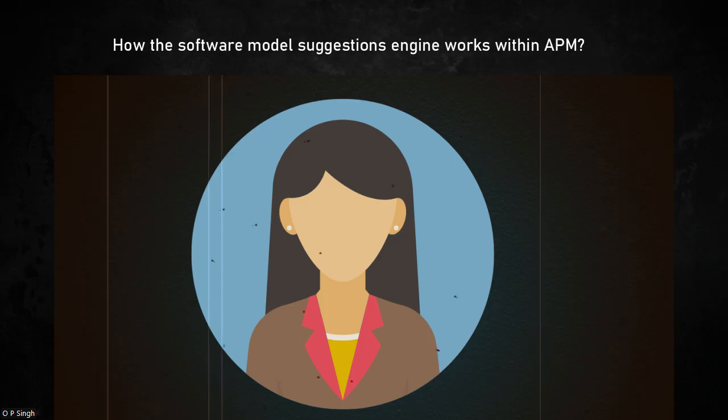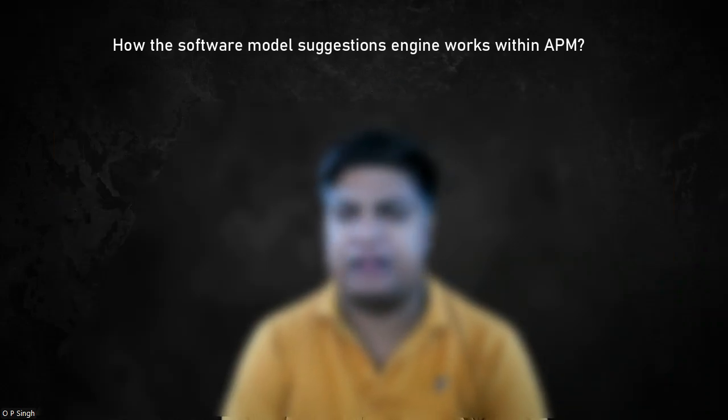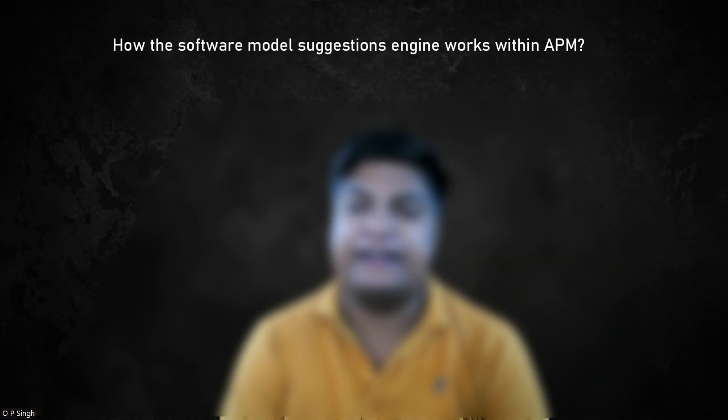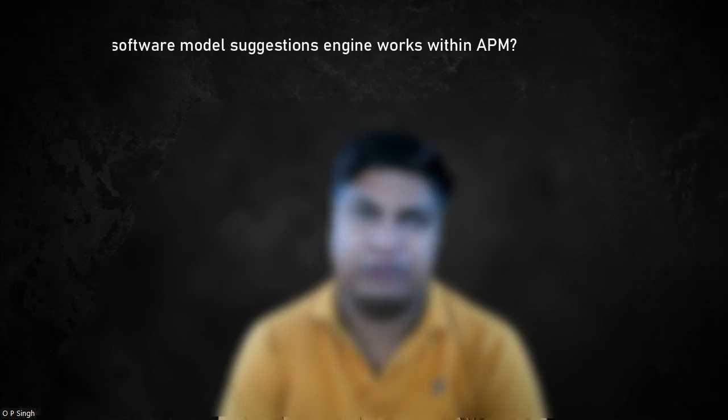Finally, could you explain how the software model suggestion engine works within APM? In APM, the software model suggestion engine scans hardware configuration used by application services. It retrieves new software models and compares them with the previous result. So the complete comparison is going on here. After that, it suggests the appropriate software model for association with the application service, ensuring the most up-to-date and relevant software to be used.